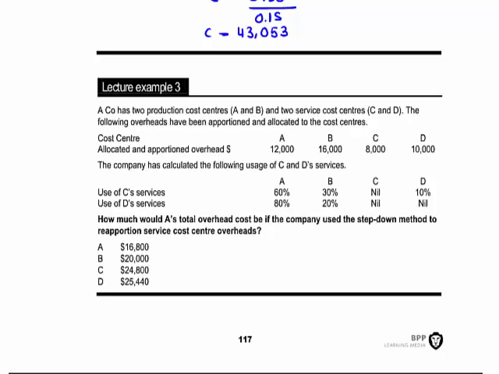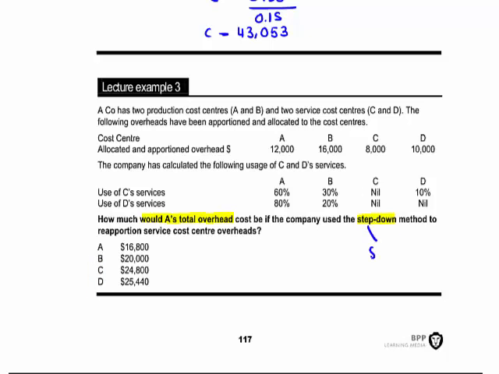Lecture example 3 is much more typical of an exam standard question, so it's a good chance for us to practice what we've seen already. Because A company has got 2 production cost centres, A and B, and 2 service centres. And we're given some information, and what we want to know is how much would A's total overhead cost be if the company used the step-down method to reapportion service cost centre overheads.